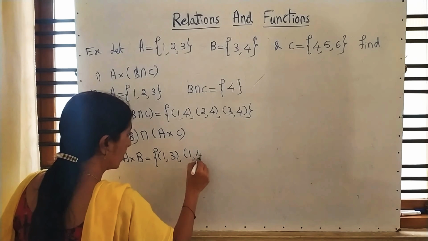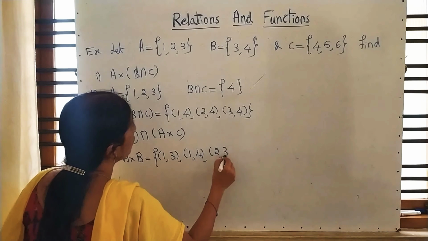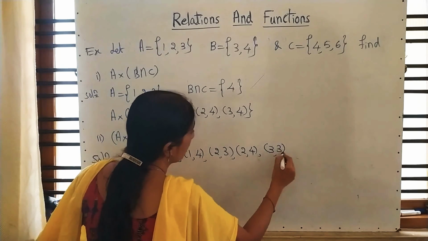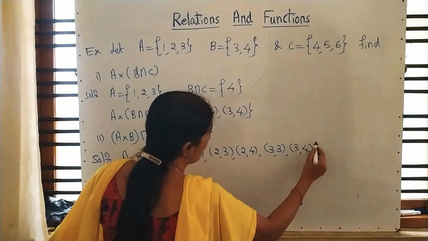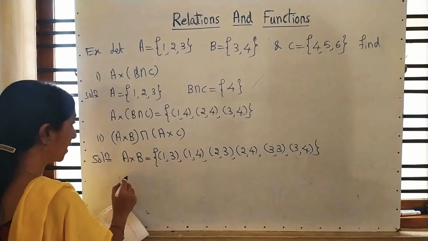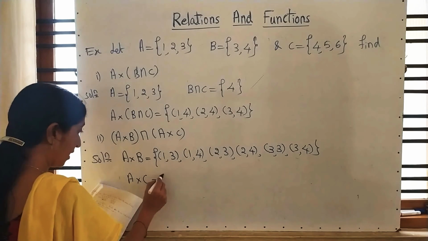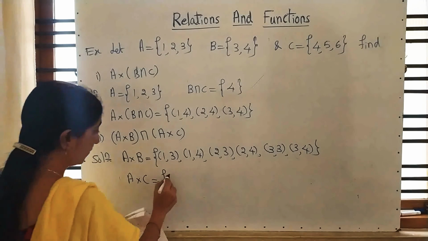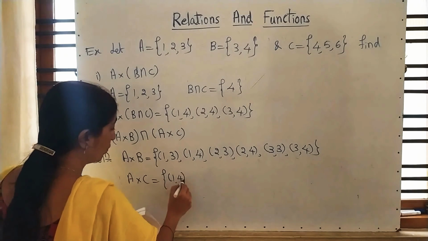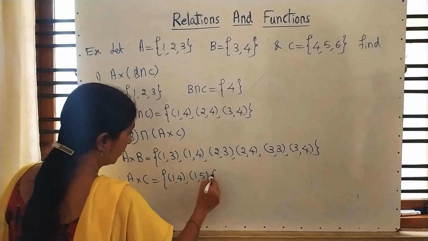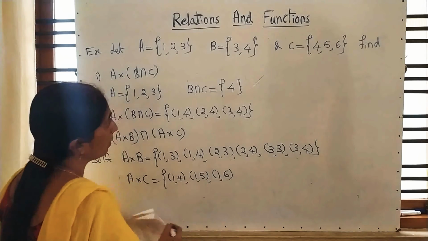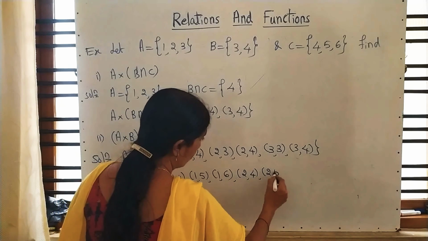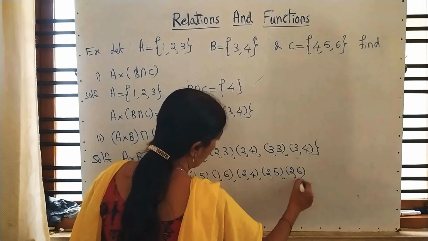(1,3), (1,4). Next (2,3), (2,4). After that (3,3), (3,4). Then I am going to A cross C. A cross C means in A we have 3 elements, in C we have 3, total 9 elements. (1,4), (1,5), (1,6). Correct or what? Then (2,4), (2,5), (2,6).